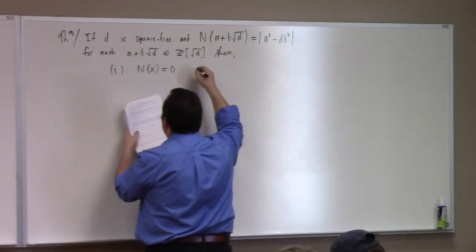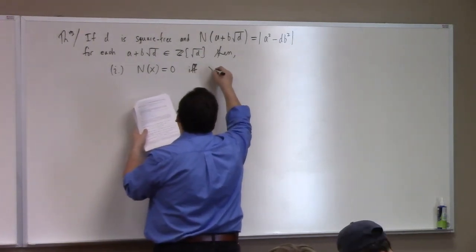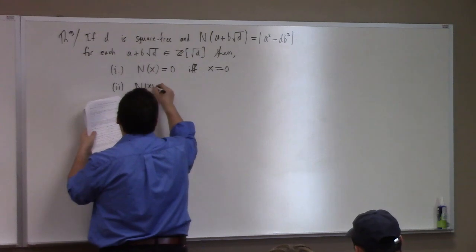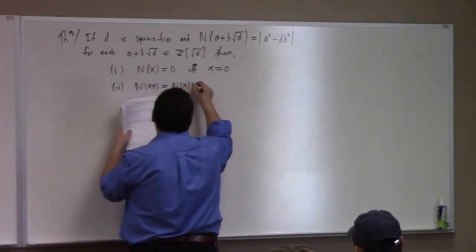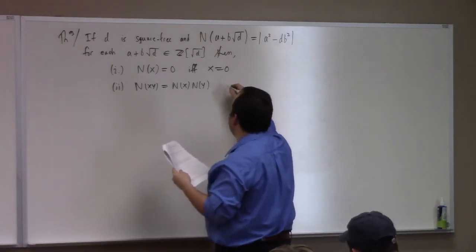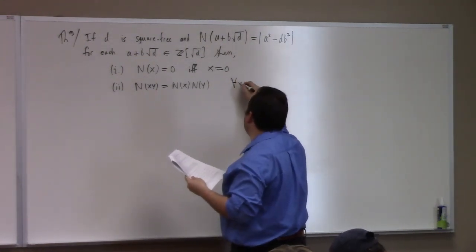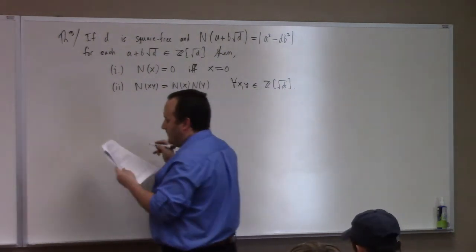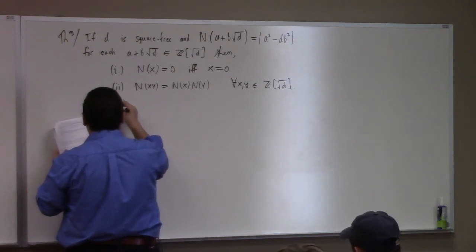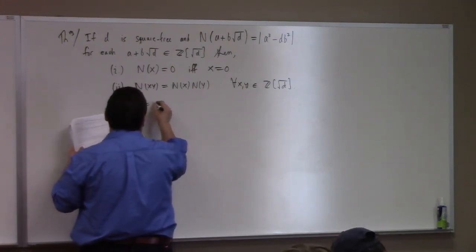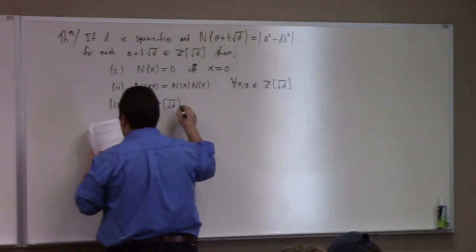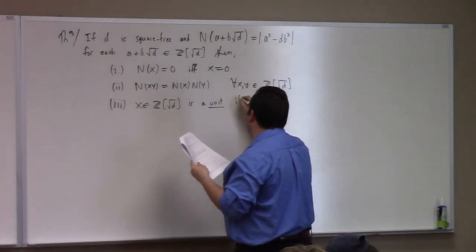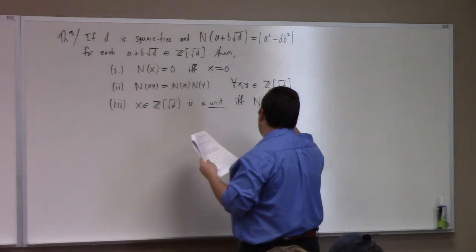So one, N of x is equal to 0 if and only if x is equal to 0. Two, the norm of xy is equal to the norm of x times the norm of y, for all x and y in Z adjoin root d. And three is really nice: x in Z adjoin root d is a unit if and only if the norm of x is equal to 1.